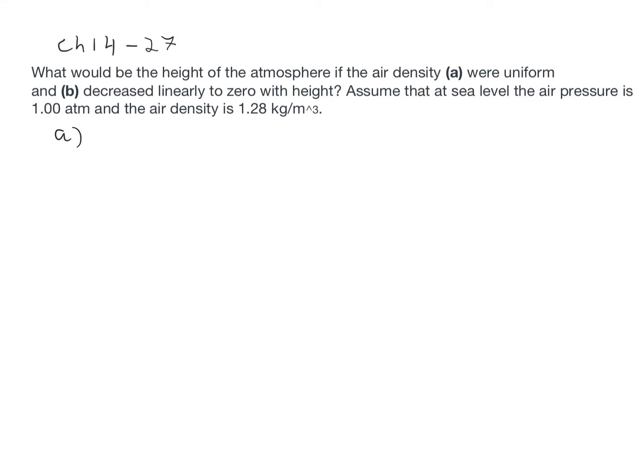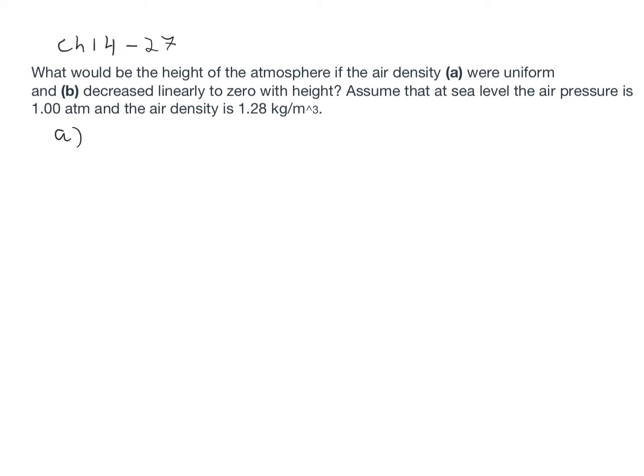Hey class, I wanted to make a short video for you here on the last question on the homework. We're asked to find the height of the atmosphere based on the air density of the atmosphere if it were A, uniform, so the same throughout, or B, linearly decreasing from a maximum at the ground to 0 at the maximum height.